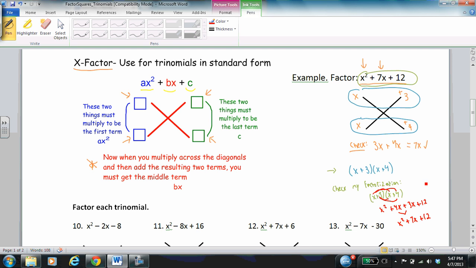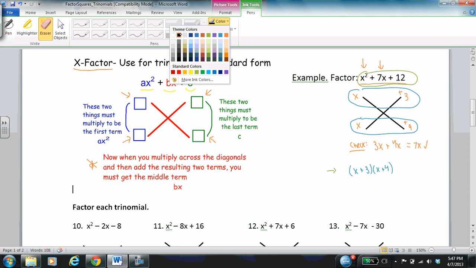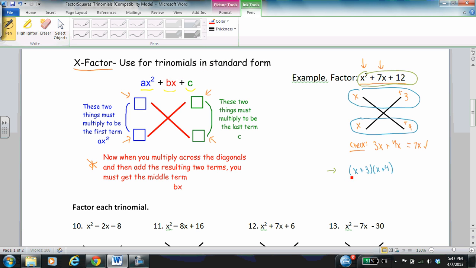And cool. I see that that is the same as I got up here. So my factorization was correct. So all of that was just a check. The answer, or the factorization, of x squared plus 7x is this right here. The two binomials, x plus 3 times x plus 4. That's my answer.